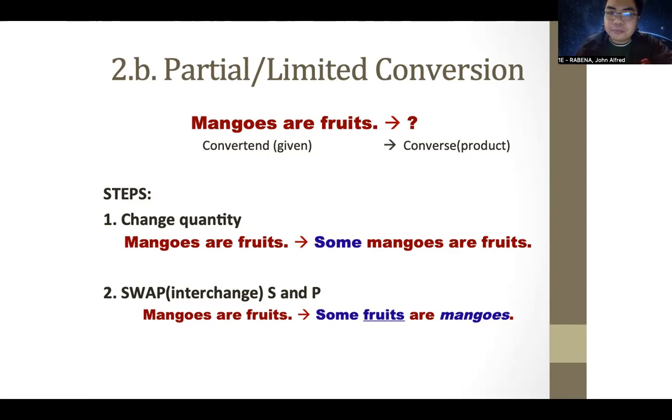Unlike in E and I propositions where we simply swap the subject and the predicate, here in partial or limited conversion, we first change the quantity from universal to particular, and it is only then that we swap the subject and the predicate. For example, in mangoes are fruits, the quantity is universal. So we change that into a particular. How do you change that? You just place the word some, many, or most. The result would be some mangoes are fruits. And then we swap the subject and the predicate, so it will become some fruits are mangoes. So if the main proposition is mangoes are fruits, the conversion would be some fruits are mangoes.